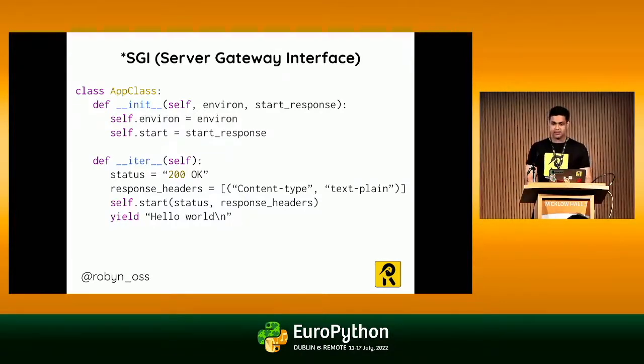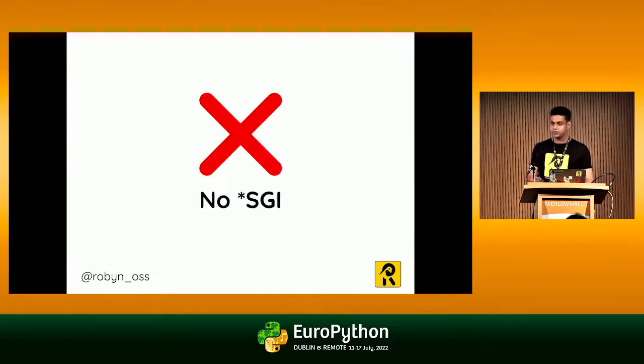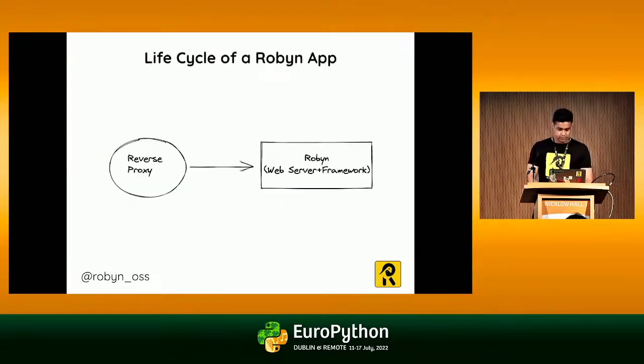WSGI and ASGI have a lot of benefits, but for Robyn, you do not require an ASGI server. Robyn comes with a coupled server, which is one of the reasons that makes it much faster than everyone else. So this is how the lifecycle of a Robyn app would look. It is as simple as writing python3 app.py. You do not have to decide between choosing the right WSGI or ASGI server, so no gunicorn, no uvicorn, no starlette. You just write python3 app.py, you put it behind a reverse proxy, and you have your working server.